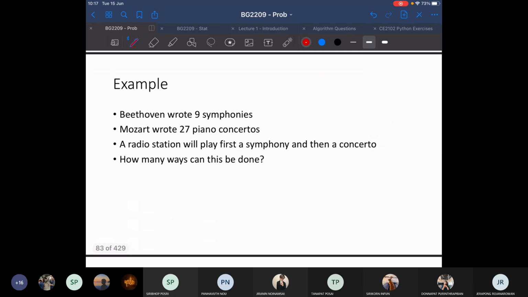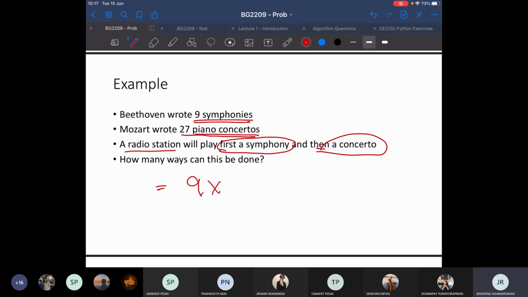Next, if you think about this one, Beethoven wrote 9 symphonies, a certain kind of song. Mozart wrote 27 piano concertos, another kind of song. A radio station will play the first symphony and then a concerto. So in this case, a symphony, how many ways you can do that? 9. And then followed by a concerto, how many ways you can do that? 27. All right, so that's going to be your answer. I'm not going to multiply because it's too big. Okay.